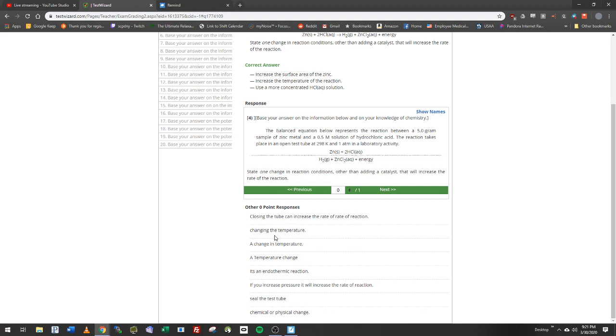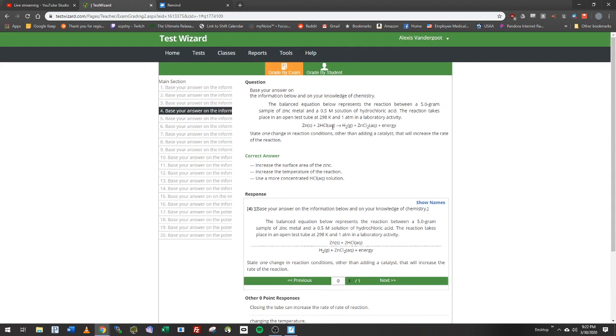Other things people wrote here, to change the temperature. Well, yes, but what if you change the temperature and you decrease the temperature? Would that increase the rate of reaction? These answers over here, I did not accept because you are not specific in your temperature change. And the whole thing with sealing the test tube, that would work if the gas was on the reactant side. It's not. It's a product, so I didn't accept that here either.